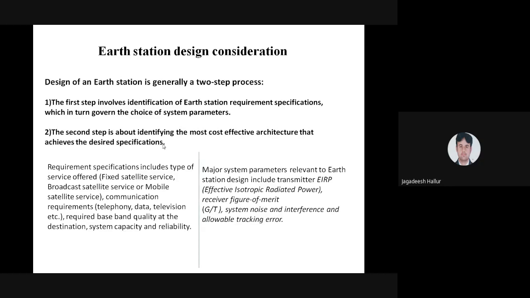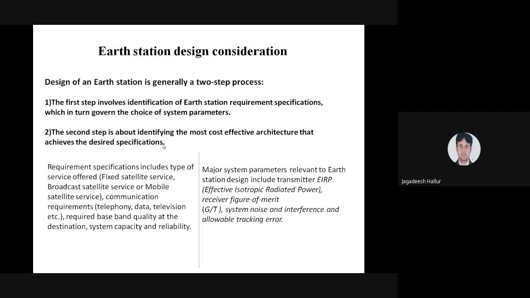And the second step is about identifying the most cost-effective architecture that achieves the desired specification. That is what they are going to select, a particular cost-effective architecture. Next, the requirement specification includes the types of service offered.